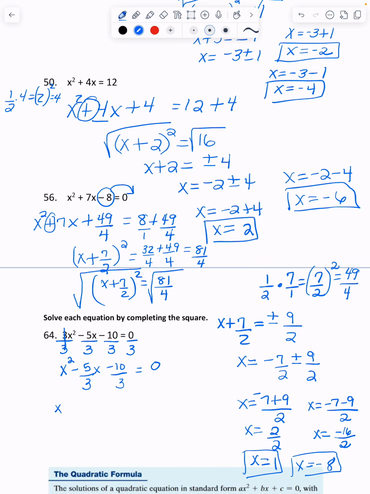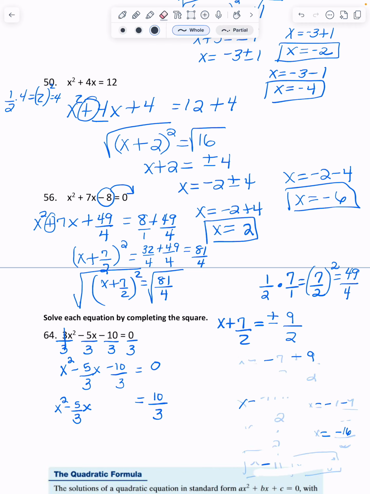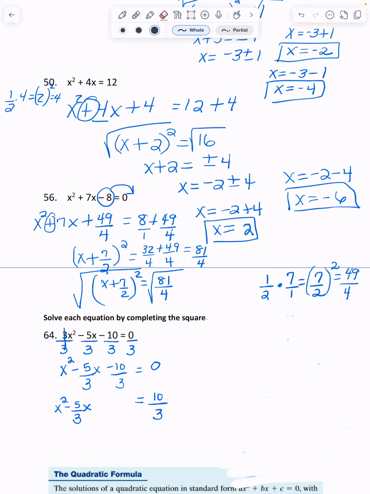So now I'm going to take the constant term and I'm going to move it to the other side. So since it's negative, I'm going to add 10/3 to both sides. Now I'm going to have to make me some room to work this problem, so I'm going to erase the data from the previous problem. And let's complete the square.